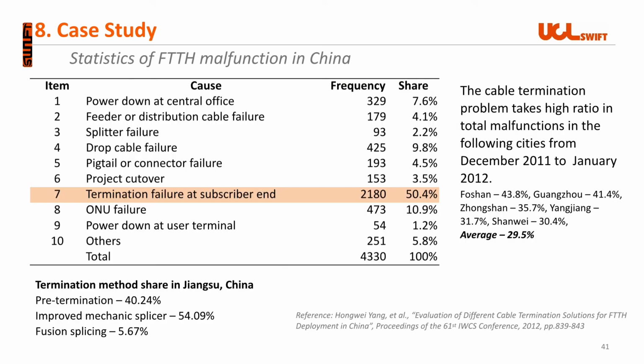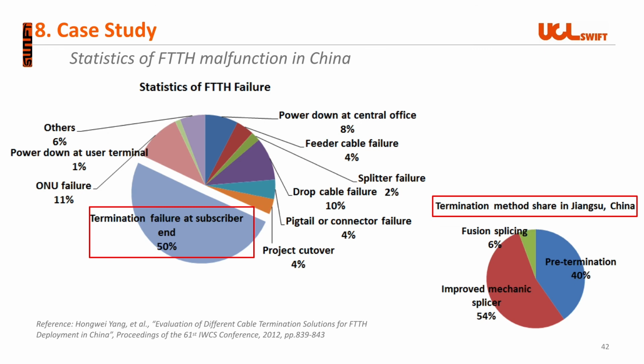The failure rate in this table is from the paper of the IWCS Conference 2012, and the biggest portion of the failure is from the termination failure at the subscriber's end, which is 50.4%, and the mechanical SOC malfunction rate was about 54%. Since China Telecom experienced the termination failure from the connectivity, mechanical splice-on connectors are not preferable for installing the connectivity at the subscriber's ends.